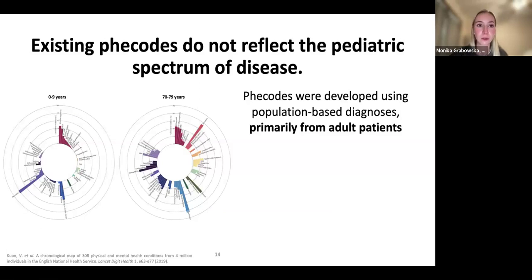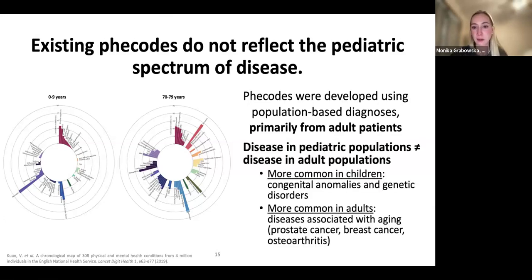While Phe codes have been used broadly to discover new genotype-phenotype associations, replicate existing ones, and even study long-term effects of disease, it's important to acknowledge some of their limitations. Notably, the Phe codes were developed using population-based diagnoses, primarily coming from adult patients. And as such, they're not necessarily reflecting the unique pediatric spectrum of disease.